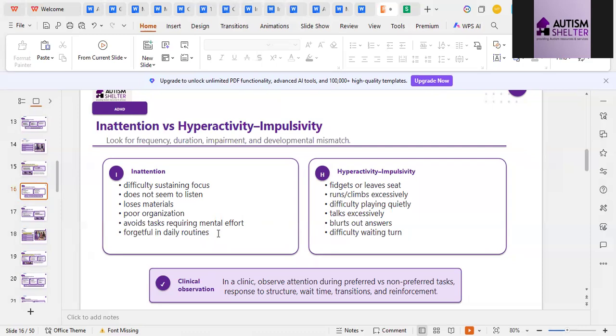He or she can't focus, they have a focus problem, they don't seem to listen. Okay, they lose material, because they are not giving attention or focus, so they lose their possessions. They have poor organization, and avoid tasks requiring mental effort, so their brain is always in a rush and they don't focus much. The things in which mental effort and consistency are required, they lack in. And they are forgetful in daily routines.